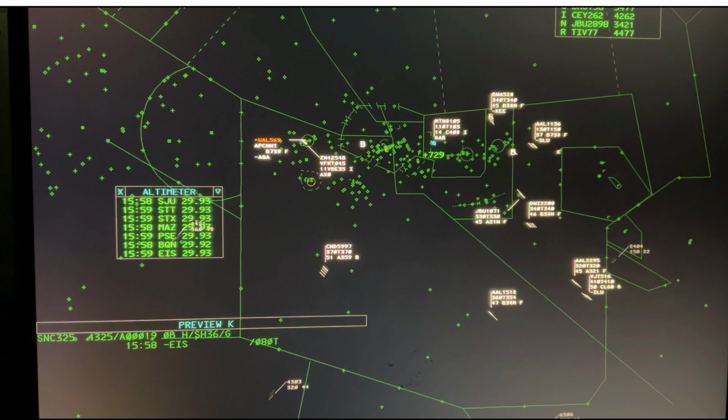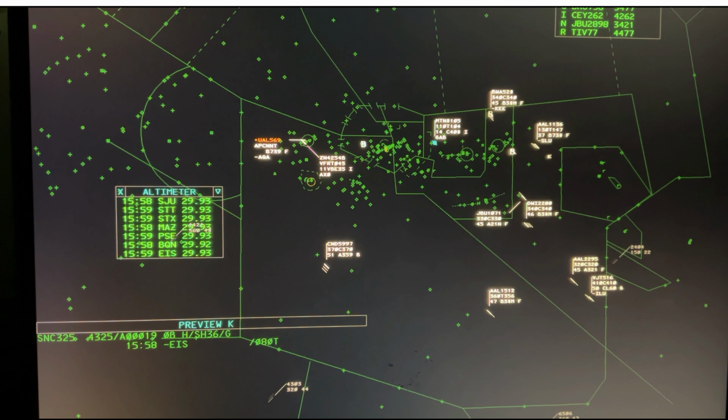American 1136, radar service terminated. Contact Juliana Tower. Let's pretend the approach is open. Contact Juliana approach 128.905. There it is. They're gone. And we're doing good.